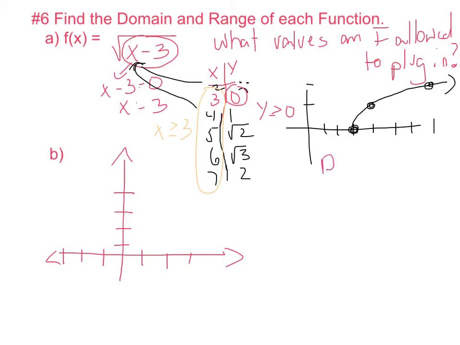So let's write our domain. Our domain is all x's such that x has to be bigger than or equal to 3. It's not allowed to be smaller. If it is, the world blows up. The world falls apart. Alright, and then the range. All the y's, or f of x's I should put, such that y has to be bigger than or equal to 0. You'll never get a negative square root. It's just not going to happen. Okay, cube root, different story.